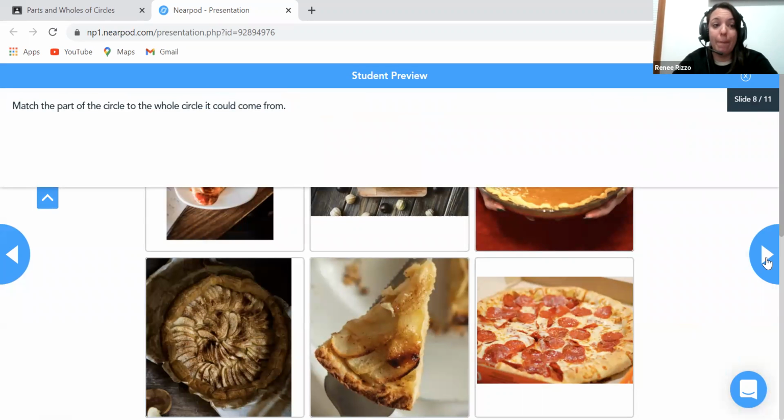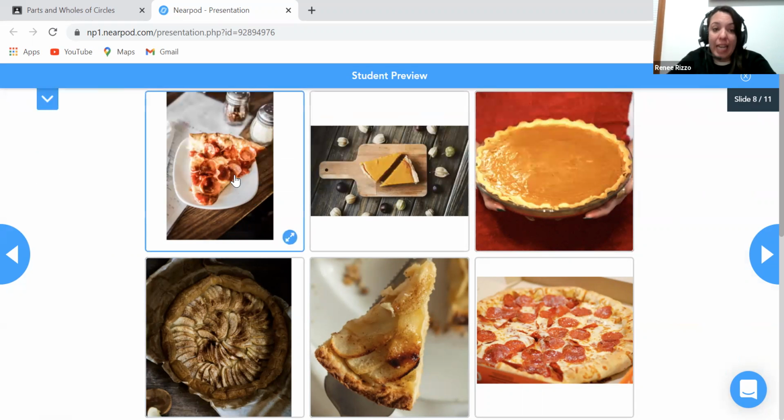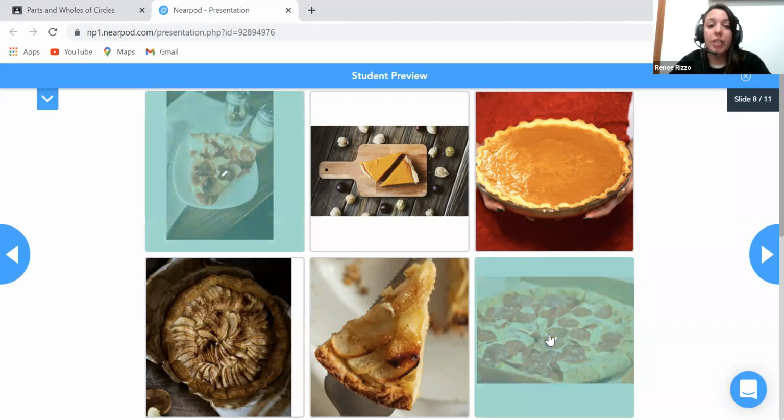Next, we're going to match the part of the circle to the whole circle it could come from. So a slice of pizza is a part of what? Could it be pumpkin pie, apple pie, or a whole pizza? Obviously, you're going to get a slice of pizza from a whole pizza, right?